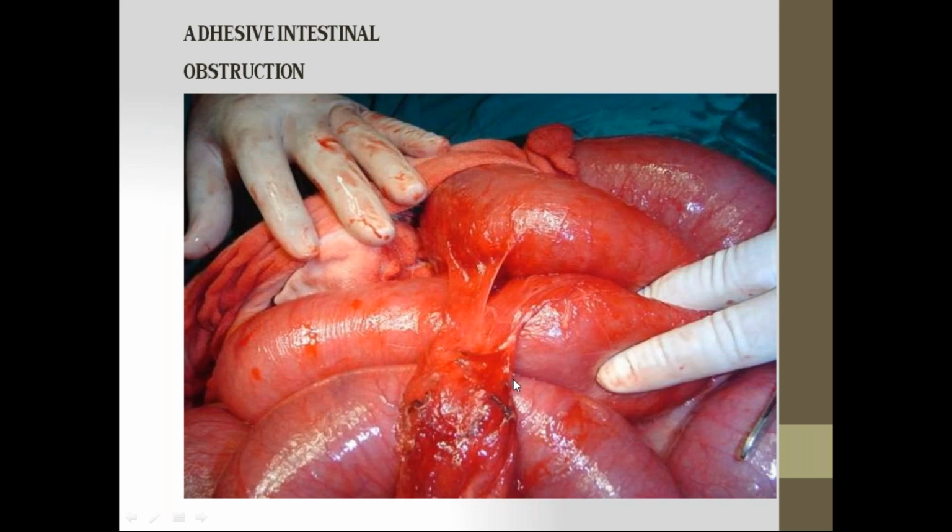Adhesion between these two loops of bowel, if it is circumferential, it can overlap the entire intervening segment of the bowel. Adhesiolysis can be done either in laparoscopic or open surgery. So if in these cases laparoscopic surgery is to be performed, great care is to be taken to avoid bowel injury.